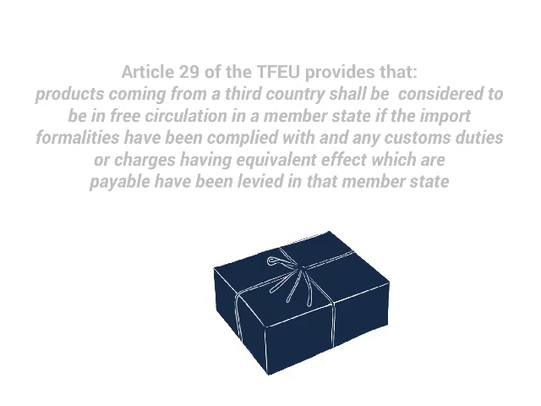As regards goods coming from non-EU third countries, an EU common customs tariff has been created applicable to all goods entering the EU. However, once inside the EU, third country goods may circulate freely. Article 29 of the TFEU provides that products coming from a third country shall be considered to be in free circulation in a member state if the import formalities have been complied with and any customs duty or charges having equivalent effect which are payable have been levied in that member state.